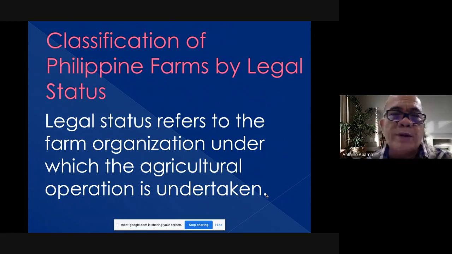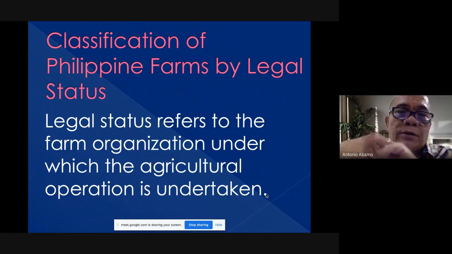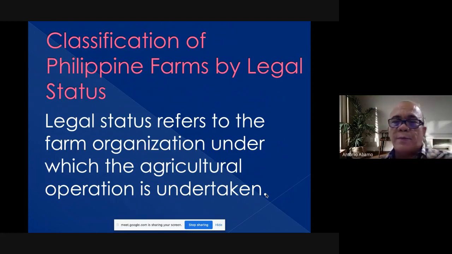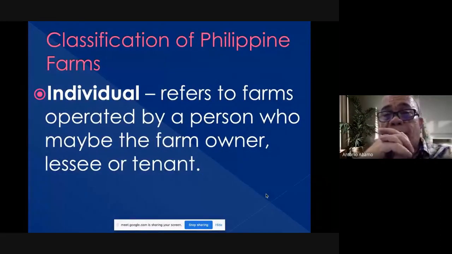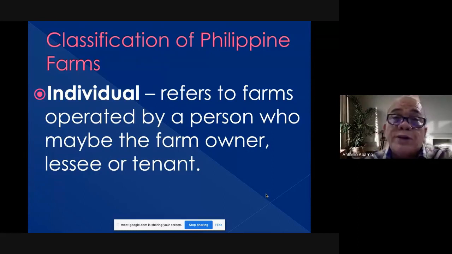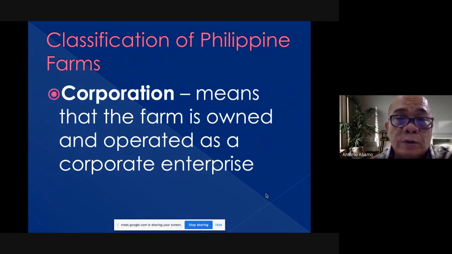Talking about the various types of land, permanent and temporary, we also look at Philippine farms by legal status or tenure status. Legal status refers to the farm organization under which the agricultural operation is undertaken. First is the classification of Philippine farms according to legal status. We have individual farms, which refers to farms operated by a person who may be the farmer, owner, lessee, or a tenant. We also have the corporation or corporate farm.